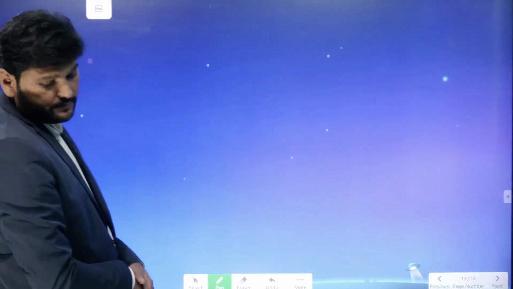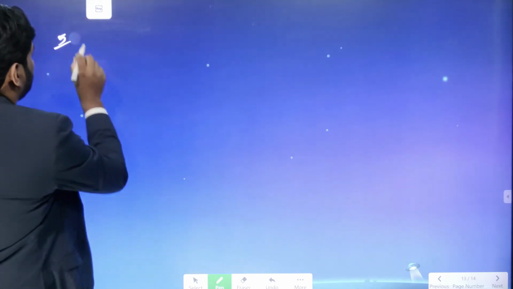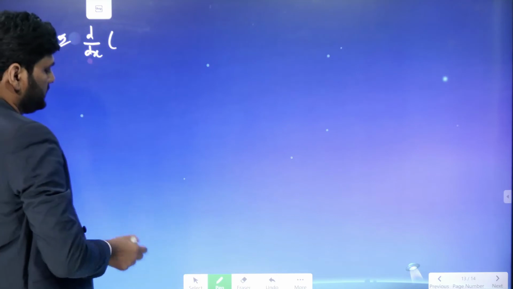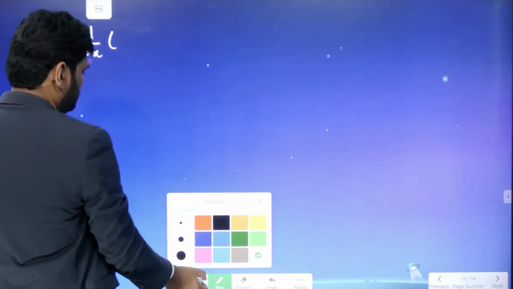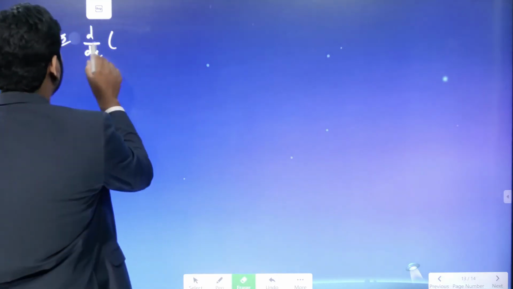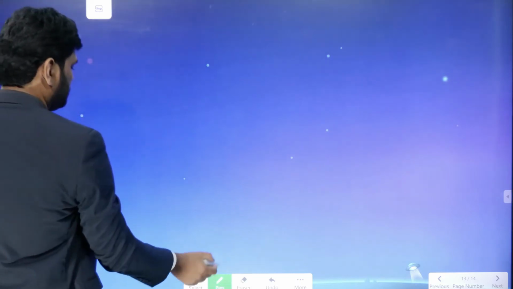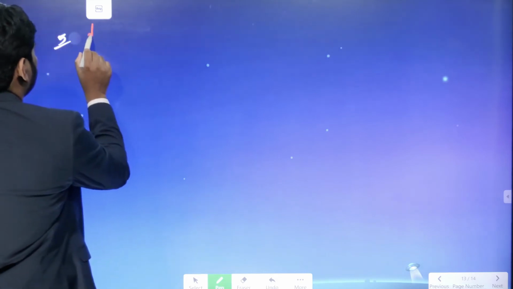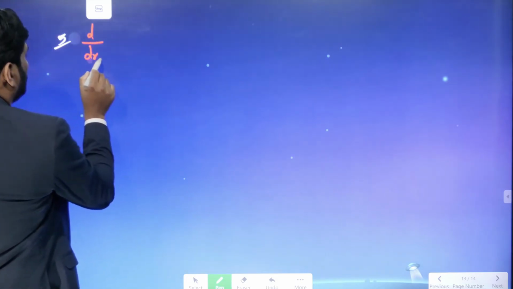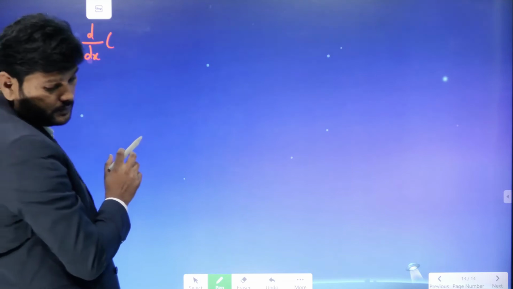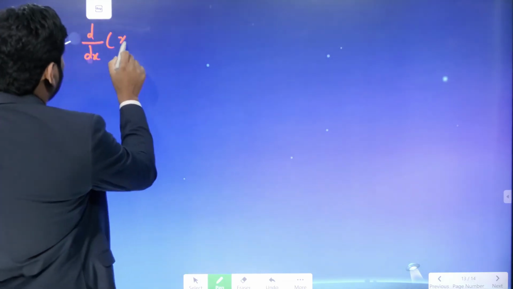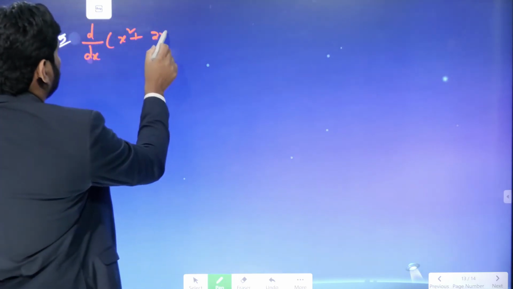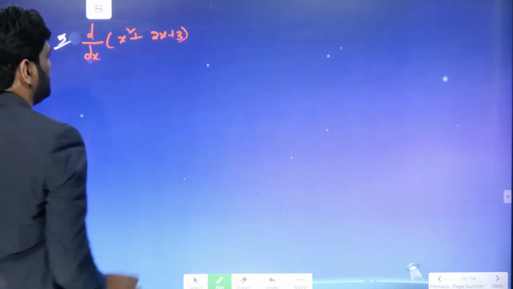See the fifth question. The fifth question is d by dx of x square plus 2x plus 3. This is your question.